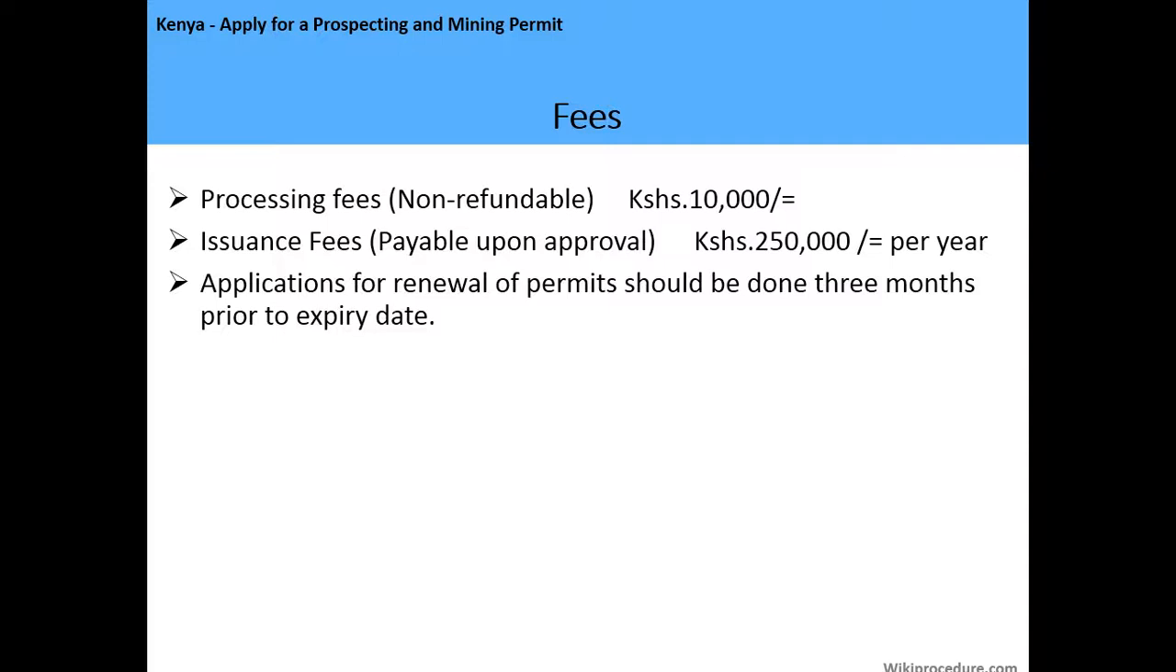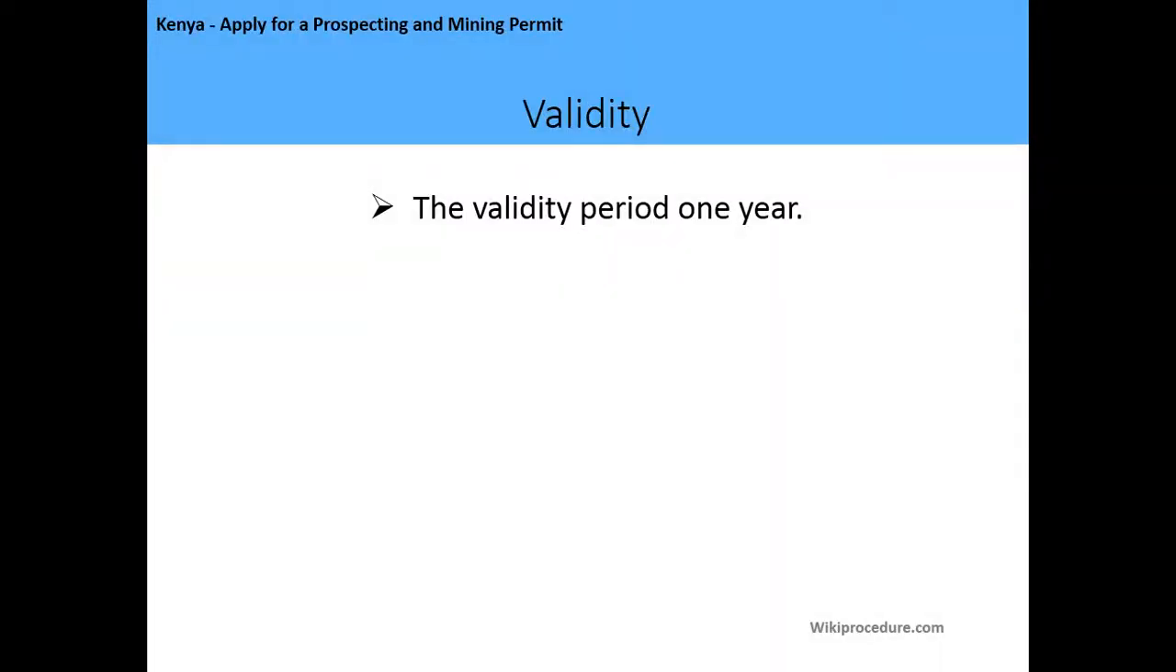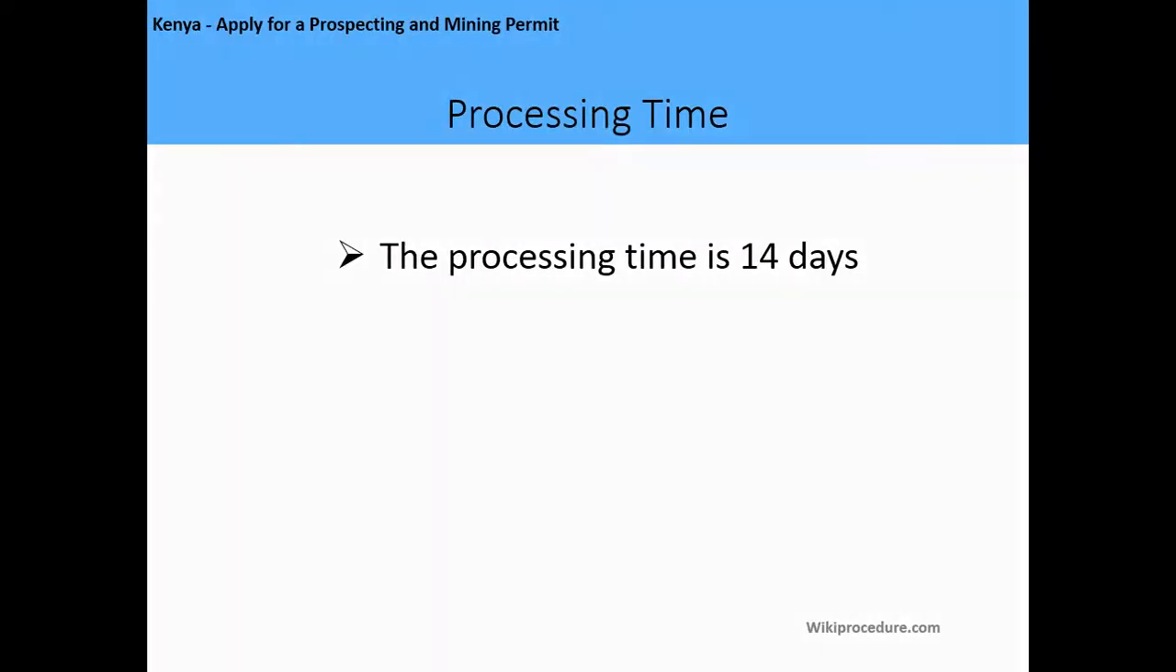The processing fee is 10,000 shillings. The issuance fee, which is payable upon approval, is 250 shillings per year. And applications for renewal of permit should be done at least 3 months before the expiry date of the current permit. The validity period is 1 year. The process time is 14 days.